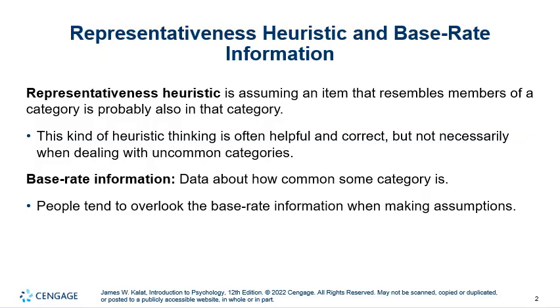At this point, we had left off where we were going to be discussing representativeness heuristic, as well as base rate information. When we're talking about representativeness heuristic, we're looking at the assumption that an item that looks like or resembles members of a category probably falls within that category. This type of heuristic thinking is often helpful and correct, but not necessarily helpful in terms of dealing with uncommon categories.